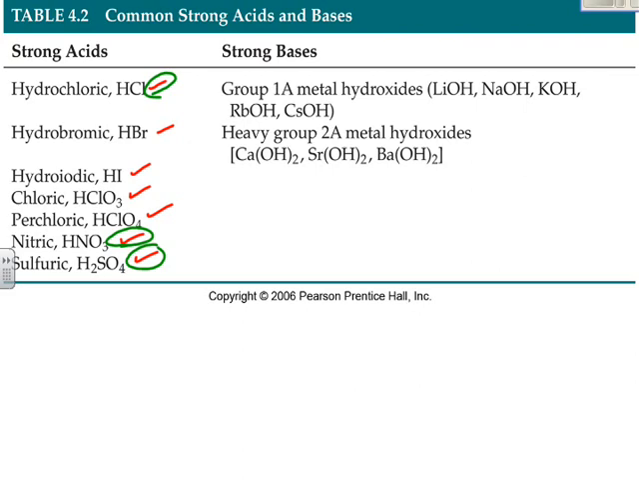In terms of strong bases, all of the group 1 metal hydroxides, lithium hydroxide, sodium, potassium, rubidium, cesium, those are all going to dissociate 100% when you put them in water, forming hydroxide ions and the metal ions. In the second column of the periodic table, you have calcium hydroxide, strontium hydroxide, barium hydroxide will form strong bases. All other hydroxides are fairly insoluble, meaning that they will not dissociate to a great extent when you put them in water.